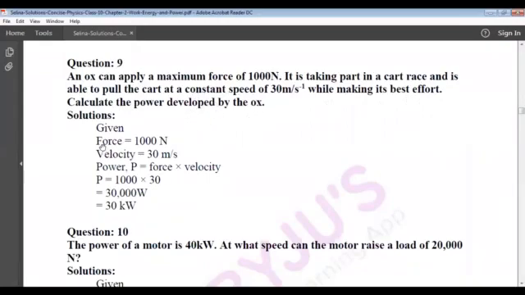So here the force is given. Force is how much? 1000 Newton. Velocity is given. Velocity is how much? 30 meter per second. Okay. So for power we have one more formula, that is force into velocity. That is power is equal to force is 1000 into velocity is 30. So power is 30,000 watt. It is nothing but 30 kilowatt.